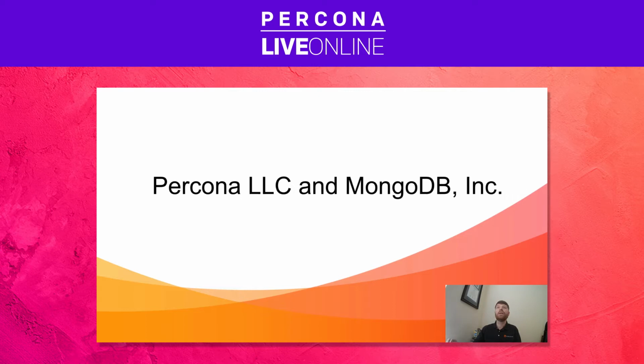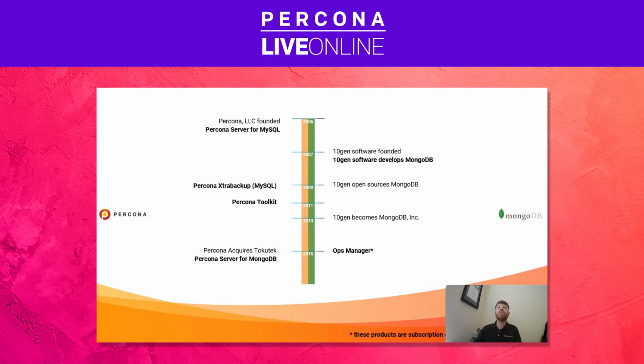So to kick it off, comparing just the companies, we've got Percona LLC and MongoDB Inc. They've both been around for a while. Percona was founded in 2006 by Peter Zaitsev and Vadim Tkachenko. They were focused on high-performance open source MySQL software initially, and you'll see that in 2006 we're releasing Percona Server for MySQL. That was our first software release.